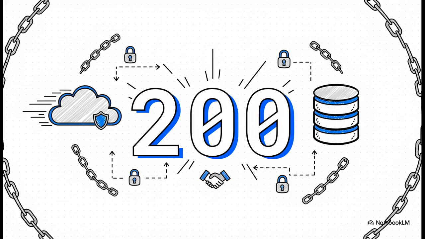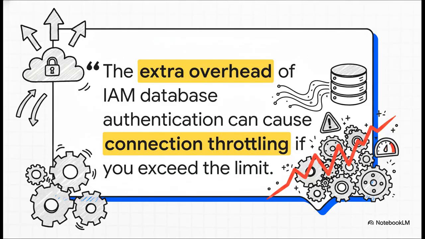Why? Well, each of those new connections has to go through that token generation process we just talked about, and that adds a tiny bit of overhead. And this quote from the docs really explains the "so what" behind that number. That process of generating a token isn't free. It takes a little bit of time and processing. For most apps, you'll never even notice it. But if you have an application that is just hammering the database, opening and closing hundreds of connections every single second, you can actually run into connection throttling.